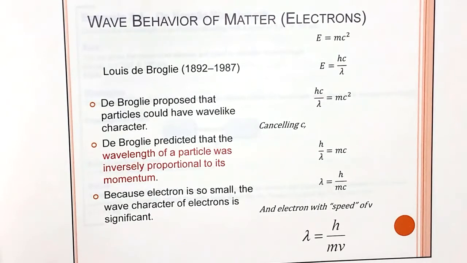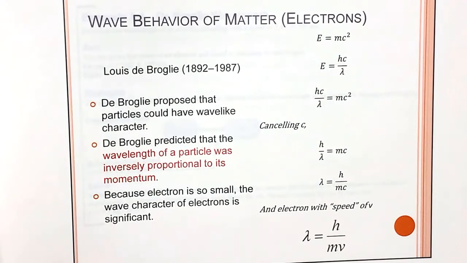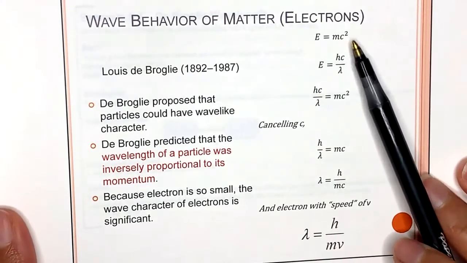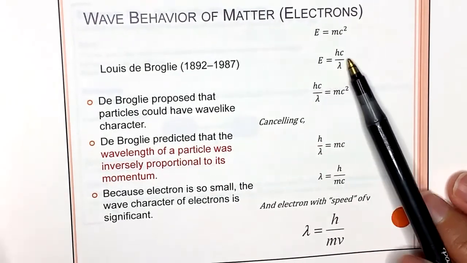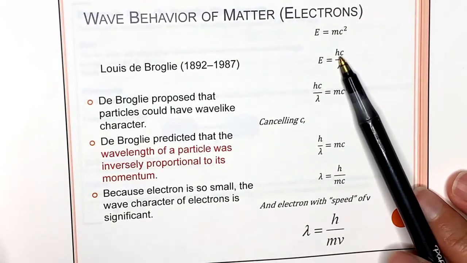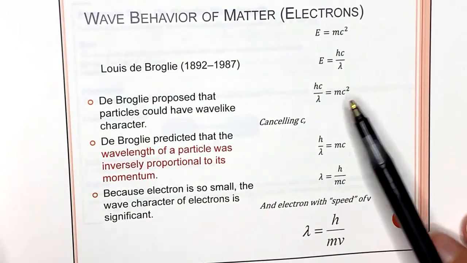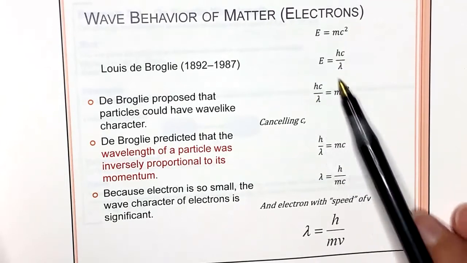Now we want to look at the electron. The electron was a particle, and now we want to look at the wave behavior of electrons. Combining these theories from earlier, we were saying E equals mc squared, right? Because it has mass. And then energy is E equals h, Planck's constant, times the speed of light over a wavelength. We combine these two together and you get that.